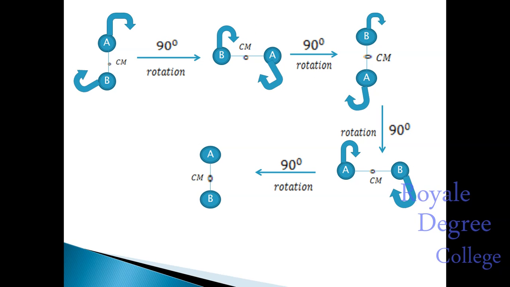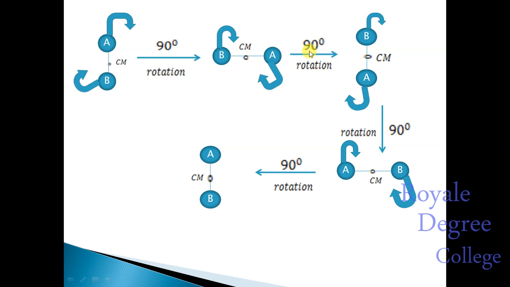Now you can see here, we are taking a molecule in which A and B are the atoms present, and in between these two atoms, here we are representing center of mass, and this molecule is making a rotation of 90 degree. Then we will get this structure. A is going towards the right hand side and B will go towards the left hand side. This structure we will get.